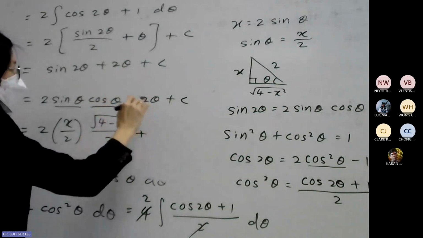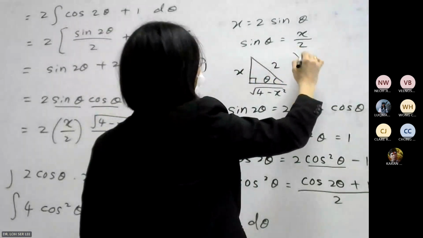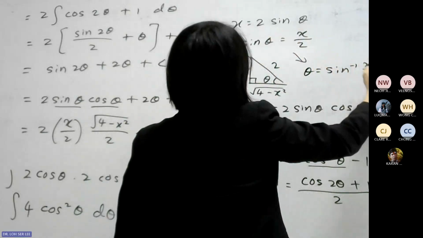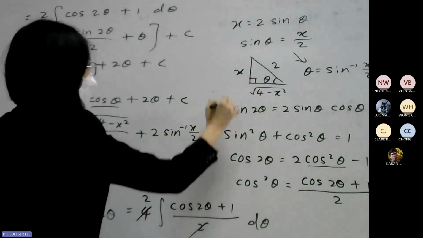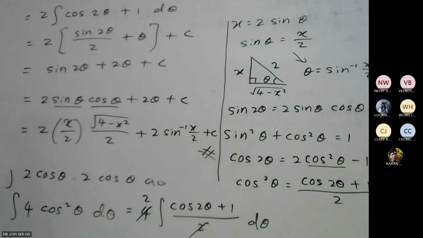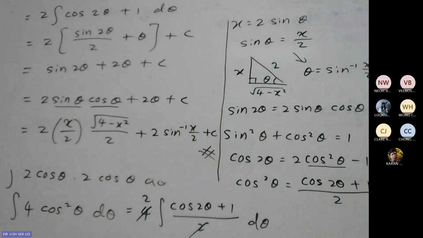Then plus 2 times theta. What is your theta? Your theta is arc sine of x over 2. So this is arc sine of x over 2 plus c. So far, I just want you to try to understand every single step.